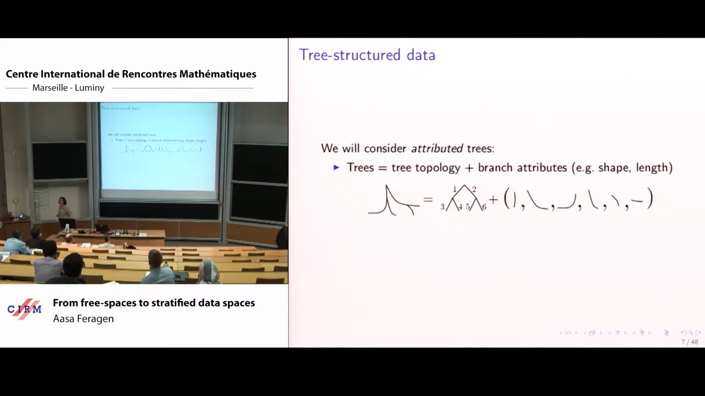So just to specify a little bit, we're going to consider attributed trees. So they will represent, perhaps in my case, a tree-like shape. They will have some underlying topology, and I will attach vector-valued information to the branches. So they could be edge lengths, they could be edge shapes. In principle, it doesn't have to be vector-valued, but everything I do will be.